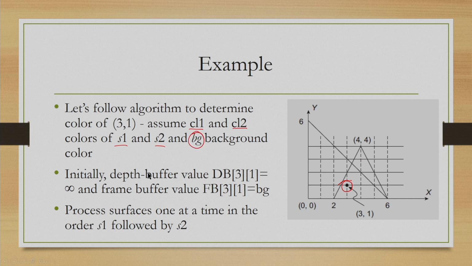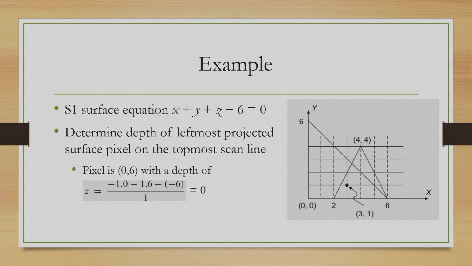Initially the depth buffer values are set at a very high value and frame buffer values are set to be background color, and then we follow the algorithm steps. We process the surfaces one at a time in the order S1 followed by S2. Now, let us start with S1. What happens?